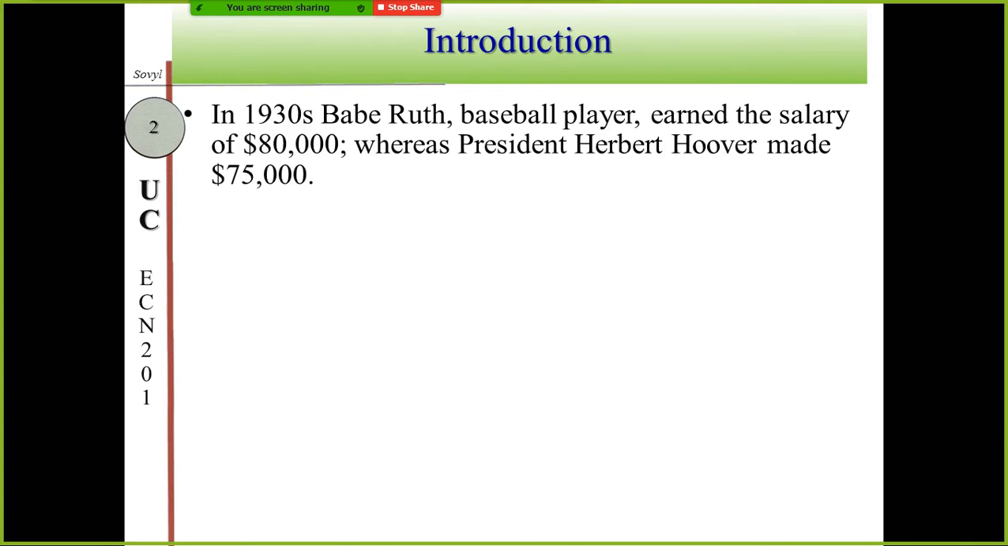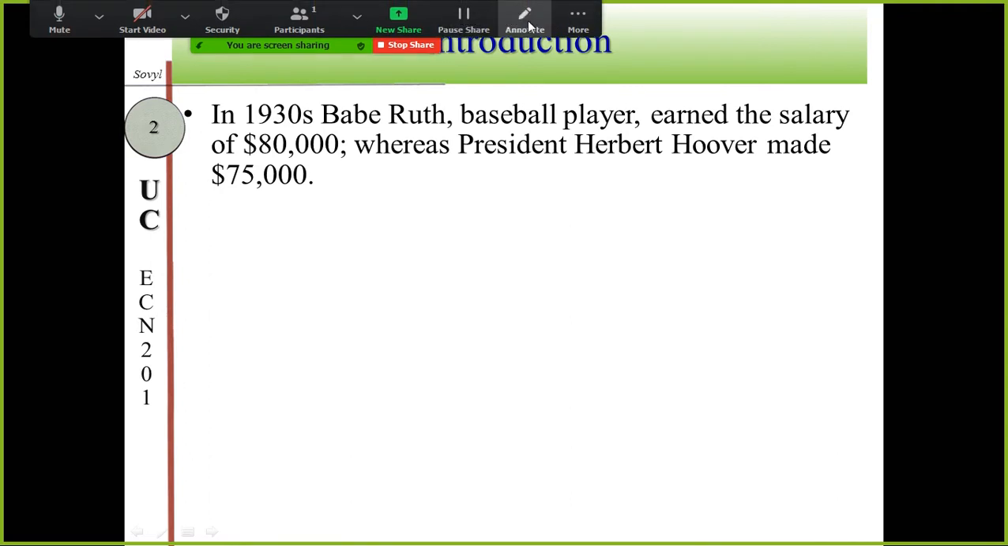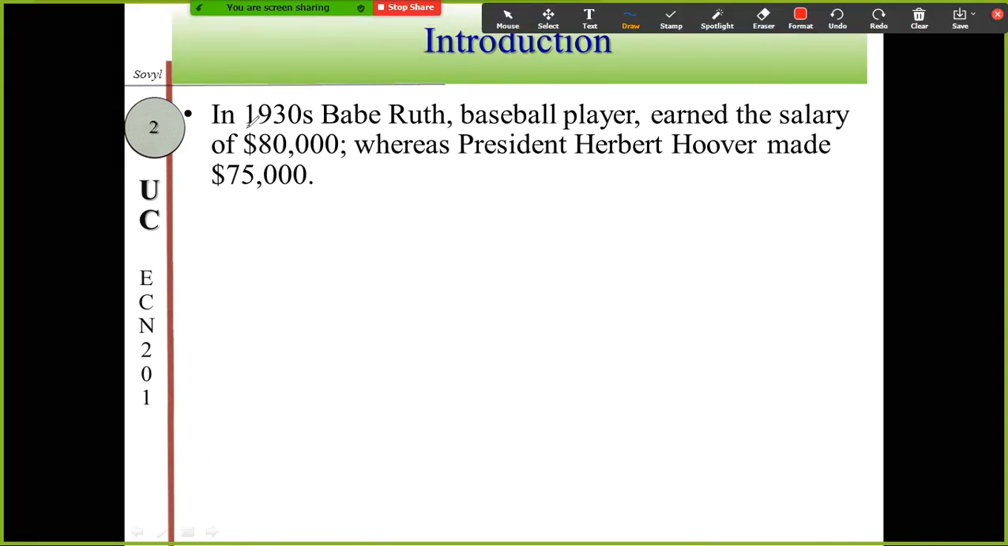Okay, to start this chapter, I will tell one story. This story is about a baseball player in the United States in the 1930s. With an S, what does it mean? In the 1930s with an S, it means a 10 year period, or a decade.